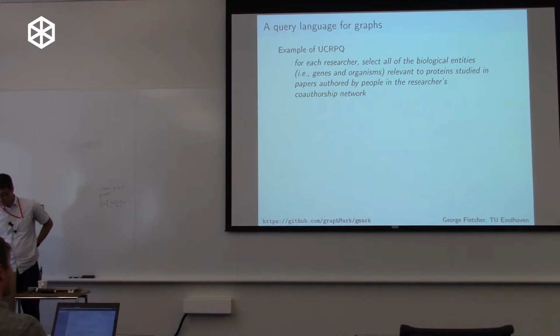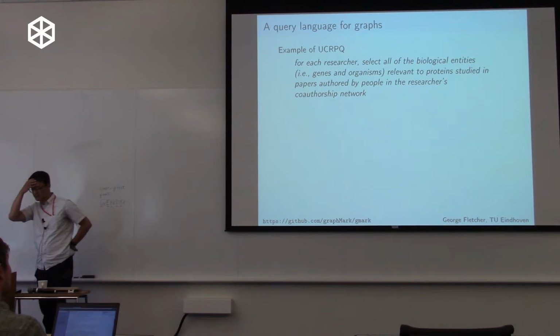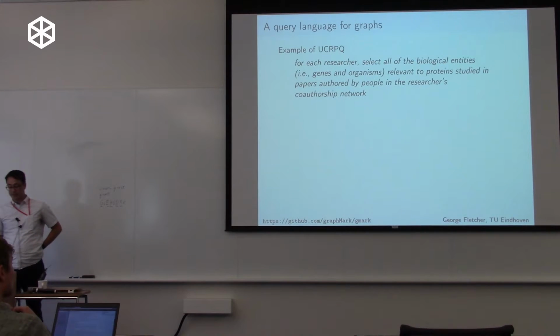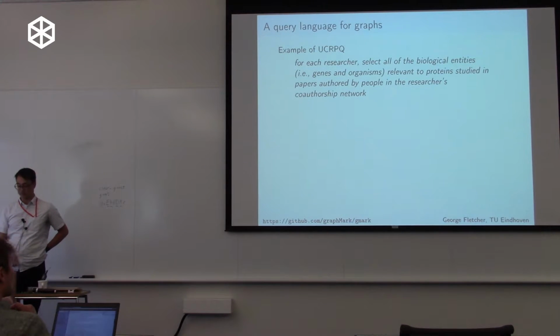So here's an example of a UCRPQ. In the UniProt scenario, suppose for each researcher, we're going to look up their co-authorship network, right? This is a recursive path query, walking over the graph, finding all the people that they've co-authored a paper with, or co-authored a paper with somebody who has, so some chain of co-authorship. For all the people in the co-authorship network, for each researcher, we want to pick out all the biological entities relevant to the proteins studied in the papers authored by people in that researcher's co-authorship network, right? So all the genes and organisms that are relevant to the papers in that person's co-authorship network.